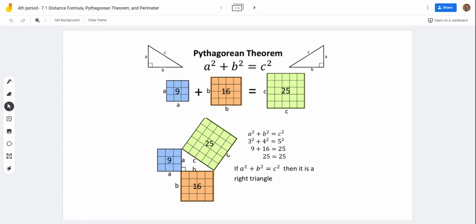You could probably ask your parents what the Pythagorean theorem is, and they'll spit right back at you, "Oh, it's a squared plus b squared equals c squared, huh?" I asked my wife that, and she spat it right back to me. So pretty much everybody knows the Pythagorean theorem.